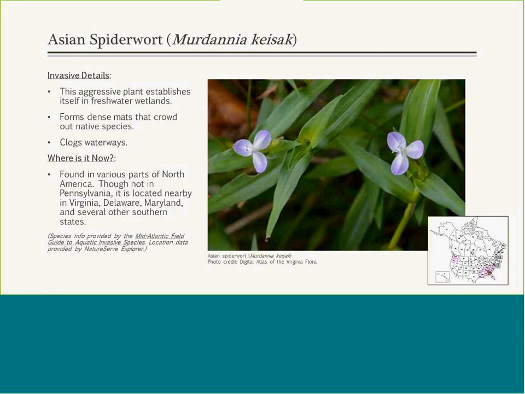So here are a few examples of species that we would consider early detection species. This picture is of Asian spiderwort, an aggressive plant that will establish itself in freshwater wetlands, and it will crowd out native species by forming dense mats. It can also potentially clog a whole waterway, which is really detrimental, especially in an area that needs flow to benefit the species that are already living there.